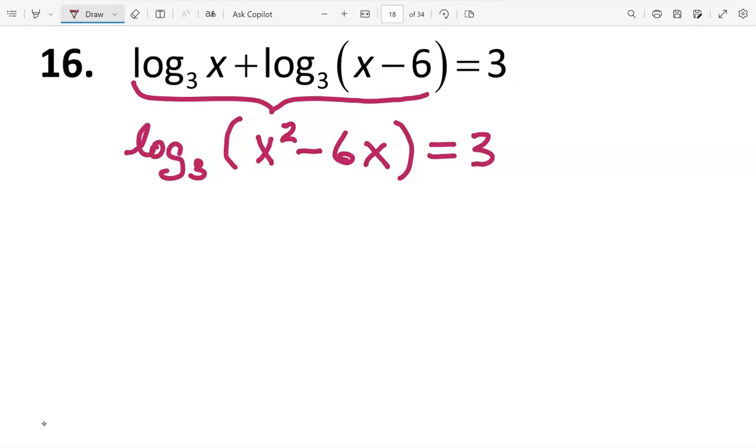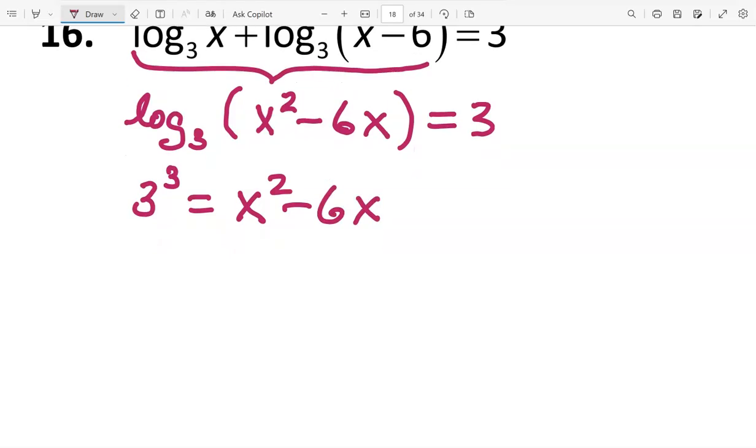So now, since we have a logarithm only on one side, we can rewrite this in exponential form. So base is 3, exponent is 3, and that's equal to x squared minus 6x.